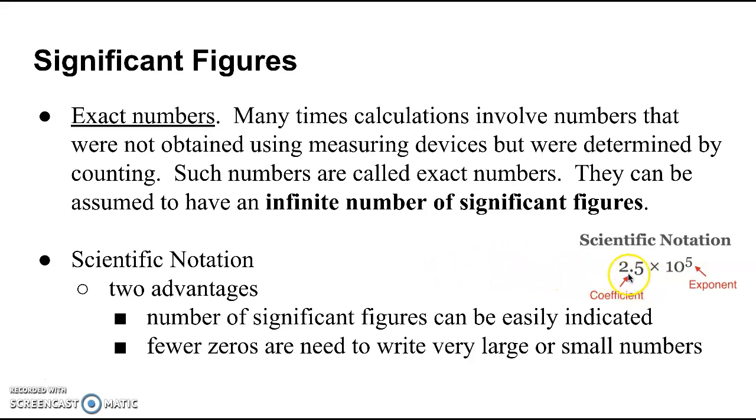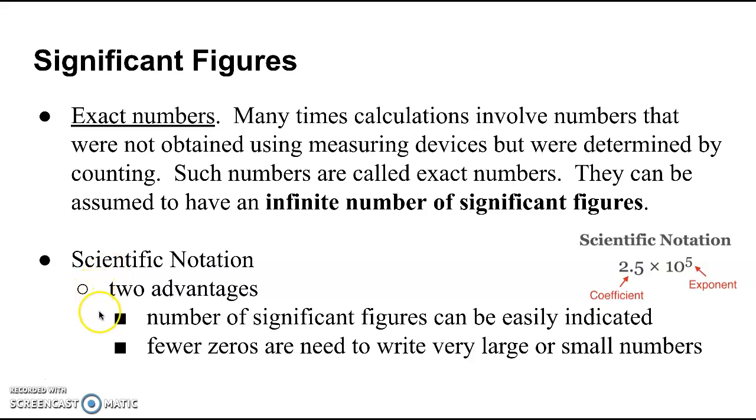You have a coefficient, which is a number equal to or greater than 1 but less than 10. And then you have an exponent. Positive exponents mean larger numbers. Negative exponents mean smaller numbers. And we use scientific notation a lot in chemistry, so you want to make sure you're familiar with that.